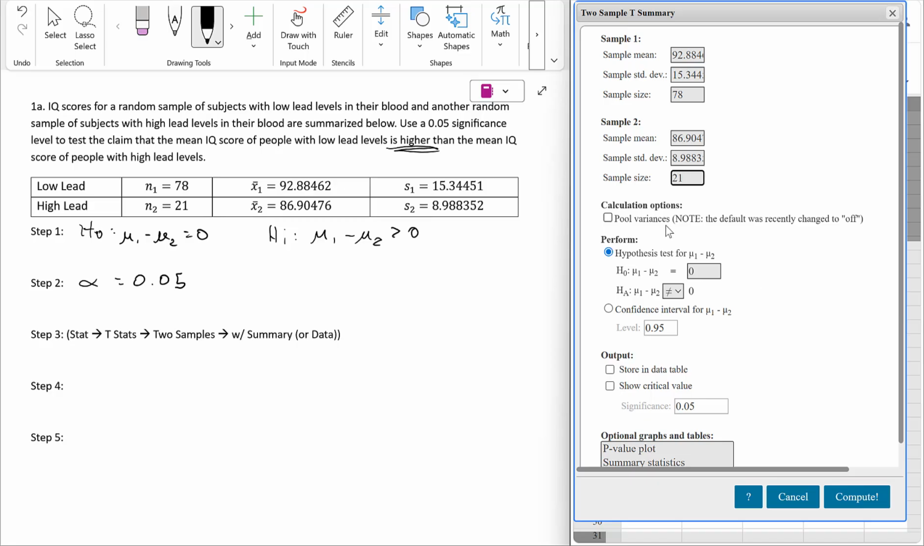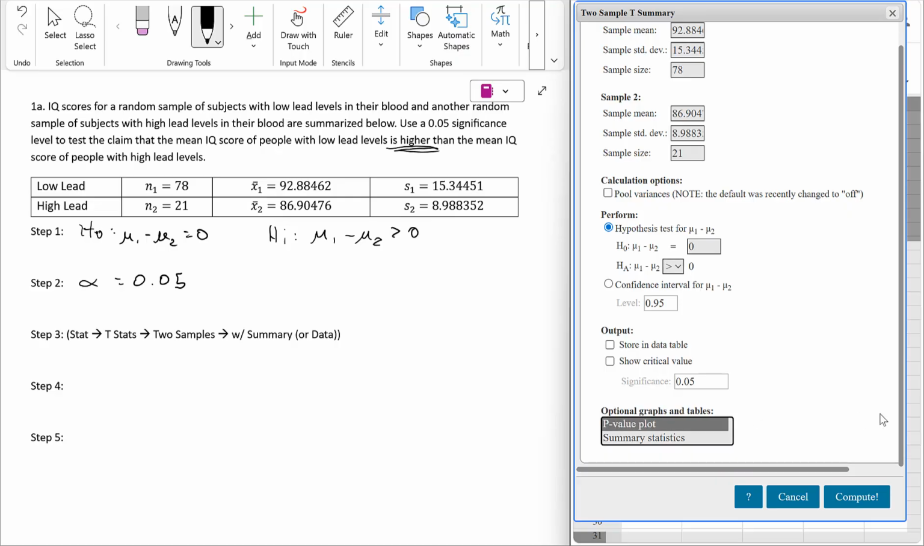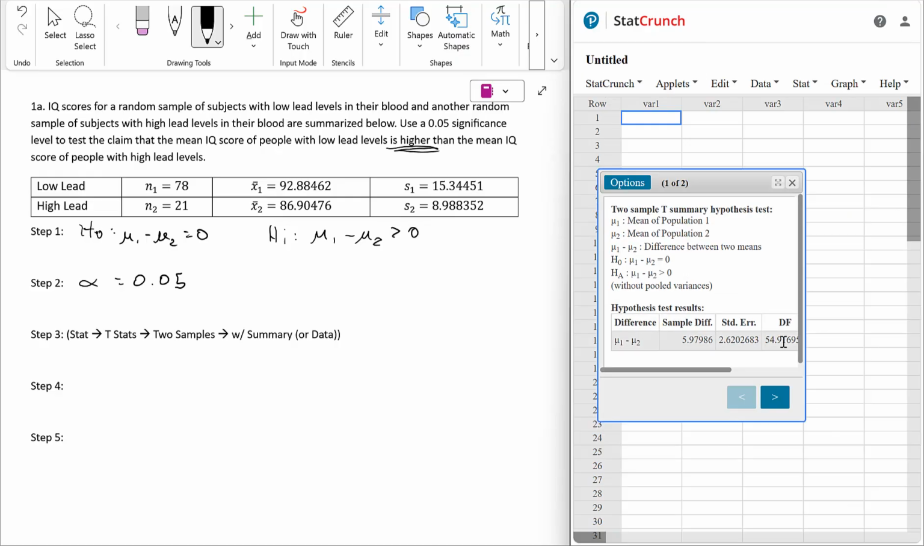We don't want to pool the variances ever, so its default is off, which is good. Just leave that. That's assuming population standard deviations are the same, which is not what we're doing. We don't know anything about the population standard deviations. So for our hypothesis test, we had a greater than, a right tail test here. We can do that p-value plot just for fun and compute.